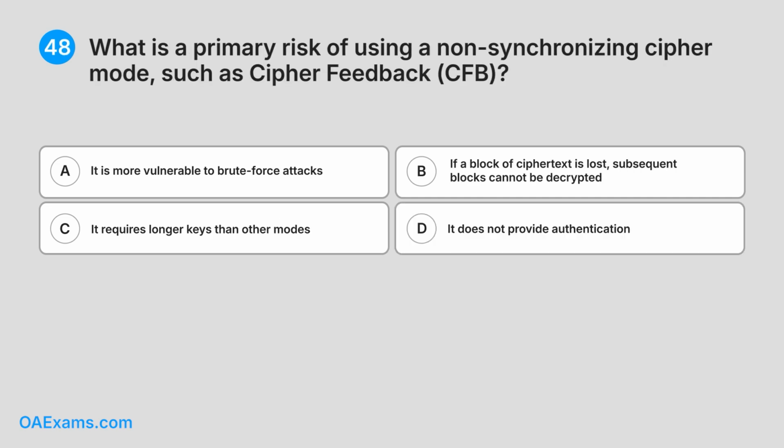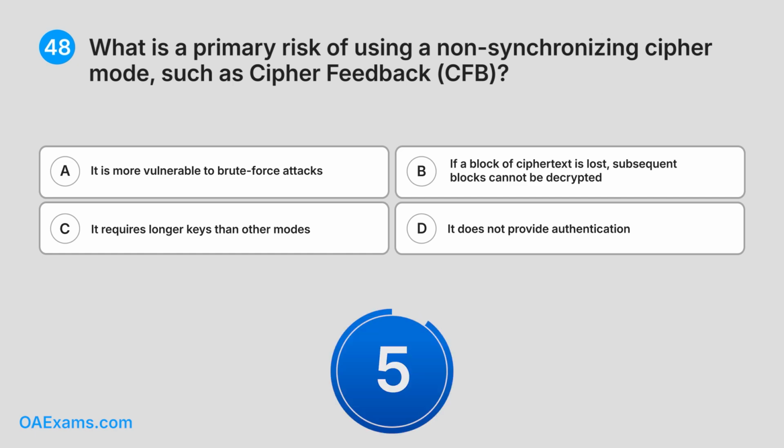48. What is a primary risk of using a non-synchronizing cipher mode, such as cipher feedback, CFB? A. It is more vulnerable to brute force attacks. B. If a block of ciphertext is lost, subsequent blocks cannot be decrypted. C. It requires longer keys than other modes. D. It does not provide authentication. Can you guess the answer?